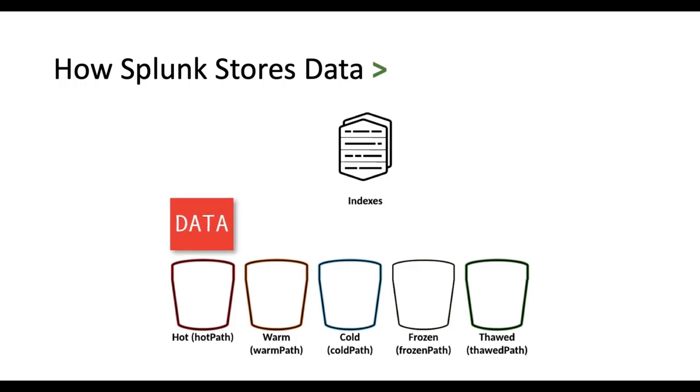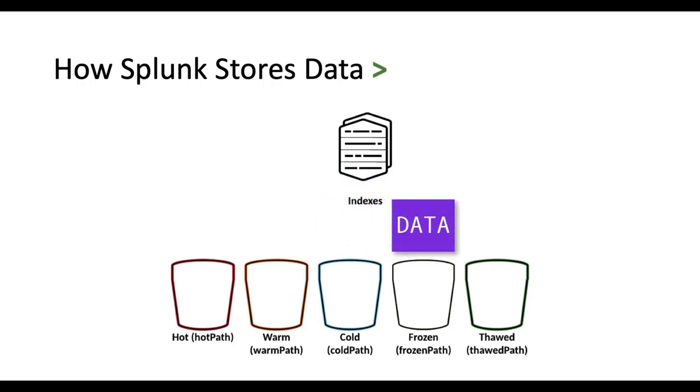The hot bucket contains newly indexed data. An index has one or more hot buckets. The warm bucket contains data rolled from the hot bucket with no active writing. An index has many warm buckets. The cold bucket contains data rolled from warm and moved into a different location. An index has many cold buckets. The thing to know about cold buckets is you specify a different physical location on the disk of where the cold bucket is stored.